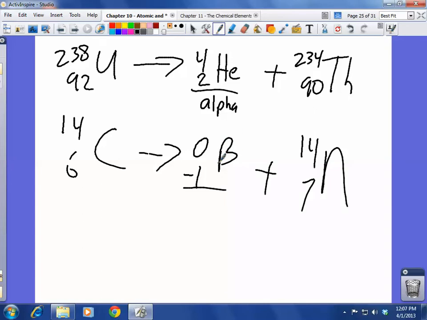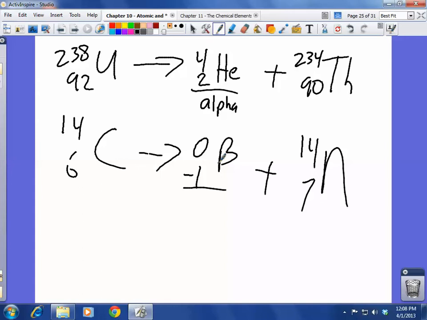And I know they are kind of weird, okay? Because a beta particle doesn't have any protons or neutrons, so its mass number is 0. But it has a -1 for its atomic number because we can kind of think of it as being the opposite of a positive proton. Okay? So a beta particle, 0, -1.